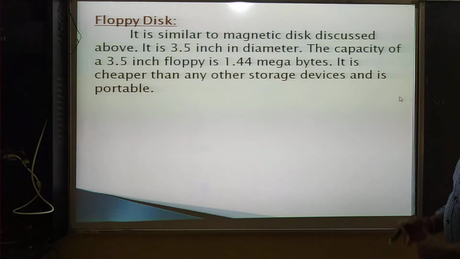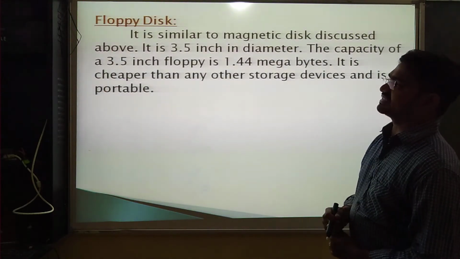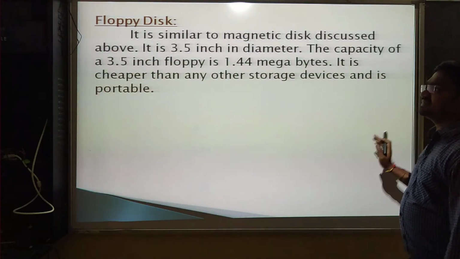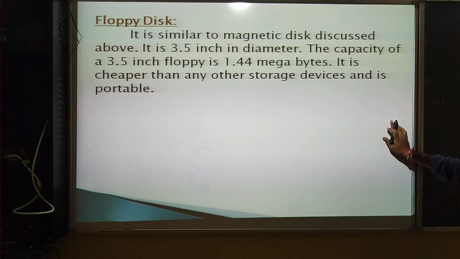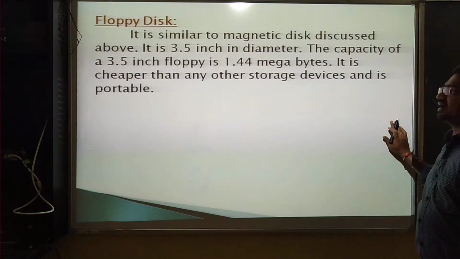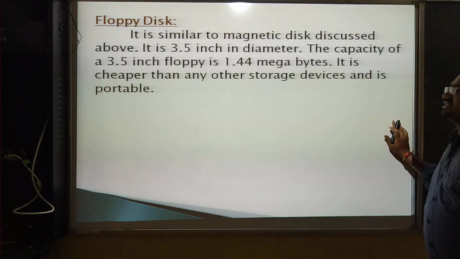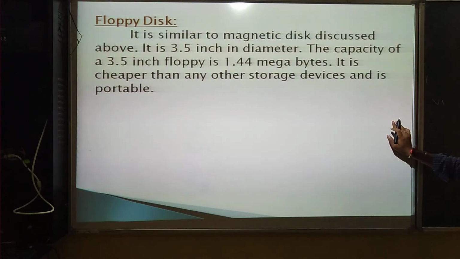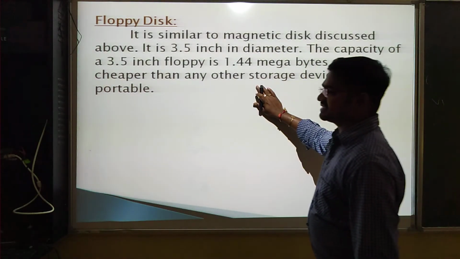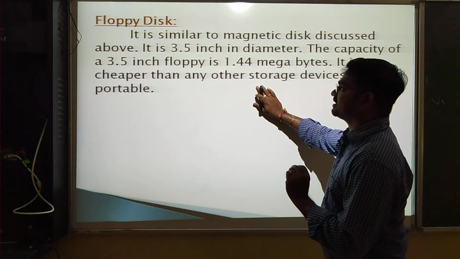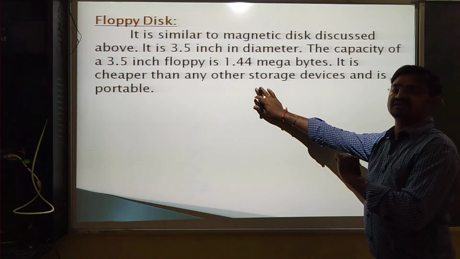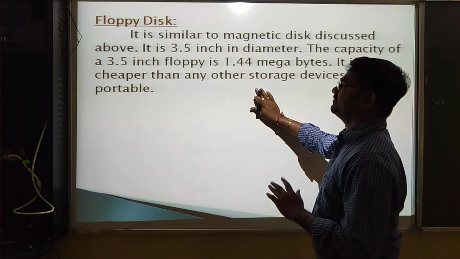Next one, the floppy disk. The floppy disk is similar to the magnetic disk. It is 3.5 inches in diameter. The capacity of a 3.5 inch floppy is 1.44 megabytes. It is smaller than other storage devices and is portable.